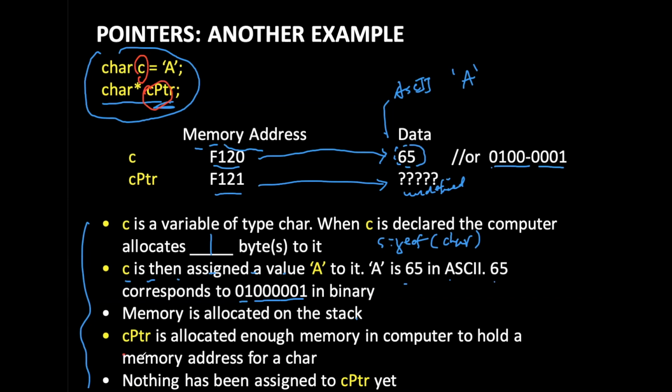C pointer is then allocated enough memory in the computer to hold a memory address for a char. So when we do sizeof C pointer on your 64-bit computer, you should be getting an 8, which is 8 bytes. And there's nothing assigned to C pointer yet. This completes the discussions of some of the properties associated with the pointers and references in C and C++.